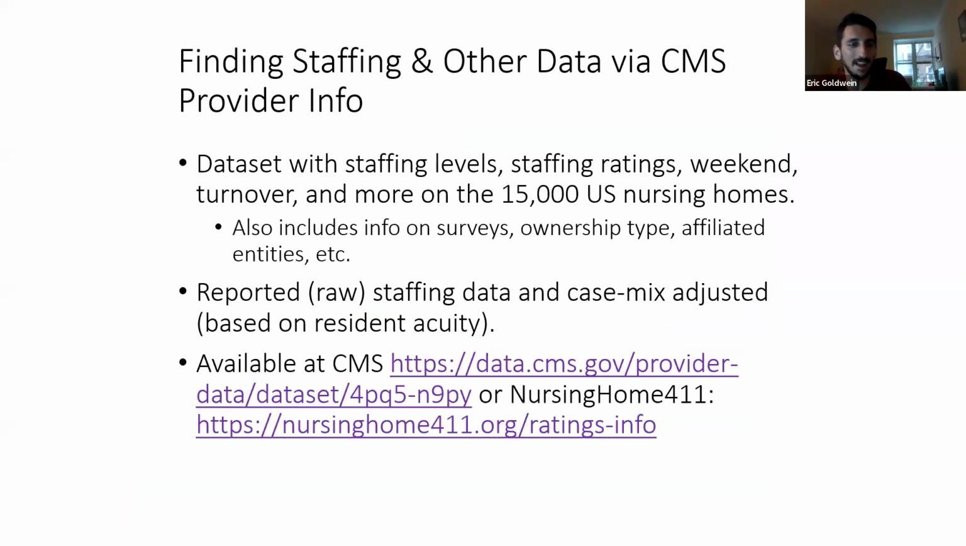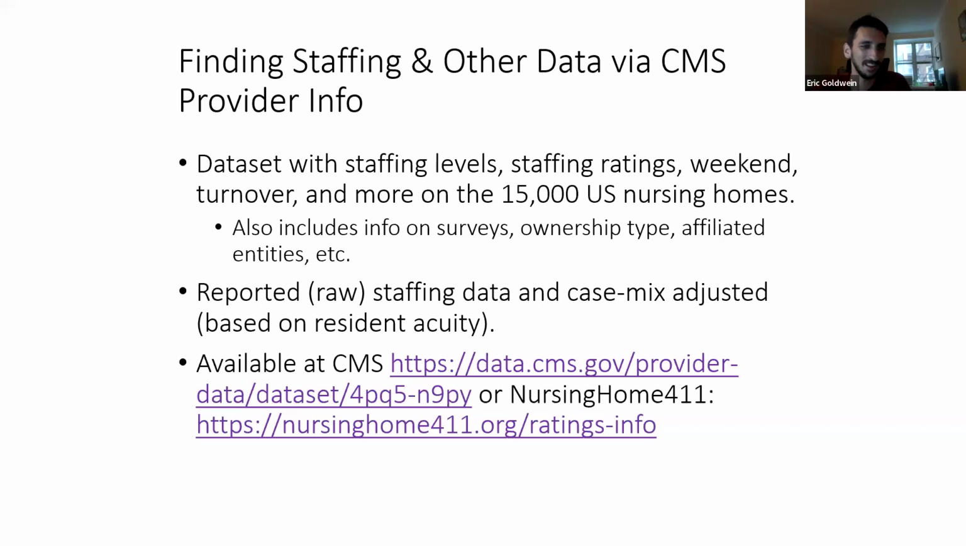The last data set I want to discuss is the provider info data set. This has info on staffing and other pieces of data such as surveys, ownership type, affiliated entities, and this is for every US nursing home. This is available on CMS, and we also post a more user-friendly version on the Nursing Home 411 website, where again, you can drill down by individual nursing home, by county, by region.